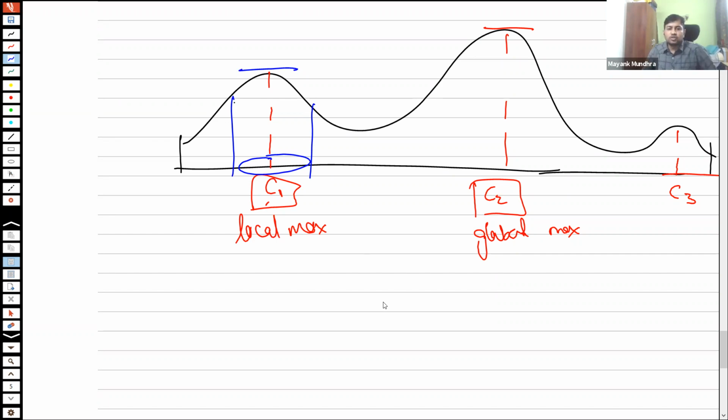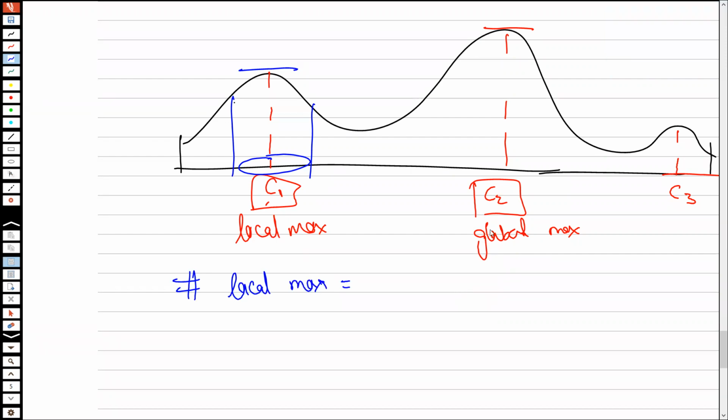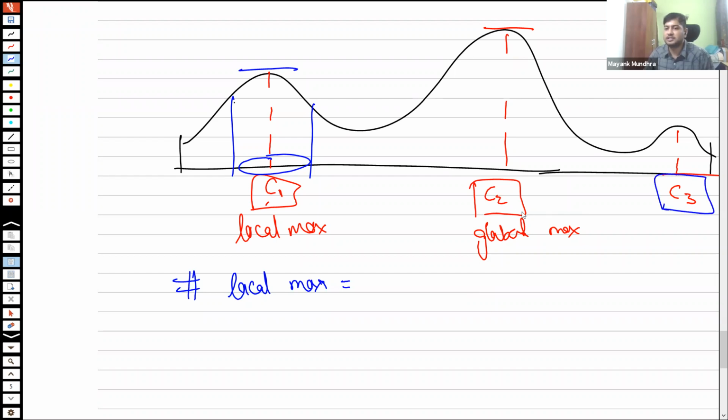Okay, so what are the total number of local maximas of this function? Three. Three. Very good, Vinay. Okay, C1, C3 are local maximum. C2 is also a local maximum. So it is local and global maximum.